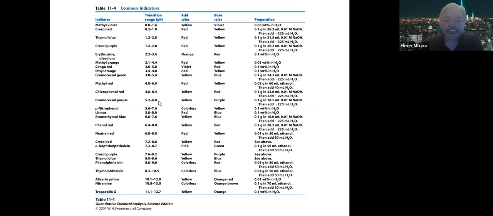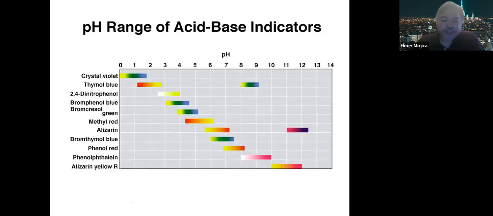So if your transition range is in the acidic pH, you can use any one of these. If it's at basic pH, you're going to use the one that you have here. Phenolphthalein is between 8.0 and 9.6. So I think this is the best way to present which indicator you need to use at a certain pH.